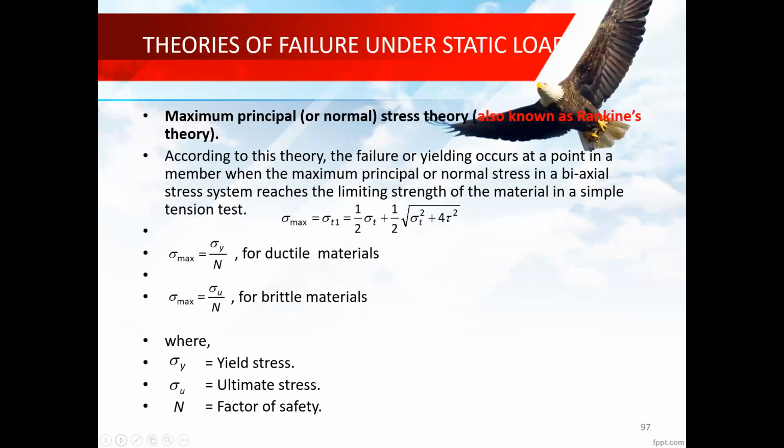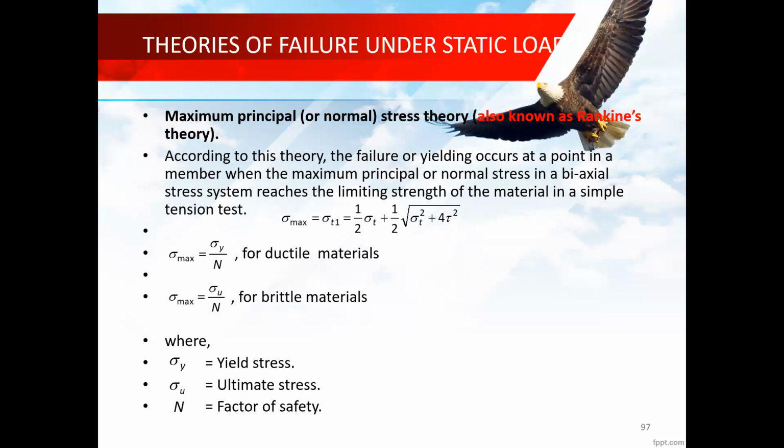Theories of failure under static load. So yun tayong maximum principal or normal stress theory, also known as Rankine's theory. Kasi most of the strength of materials book meron to. So according to this theory, the failure or yielding occurs at a point in a member when the maximum principal or normal stress in a biaxial stress system reaches the limiting strength of the material in a simple tension test. So sigma maximum is sigma T1 is equal to 1/2 of sigma T plus 1/2 of the square root of sigma T squared plus 4 times tau squared.